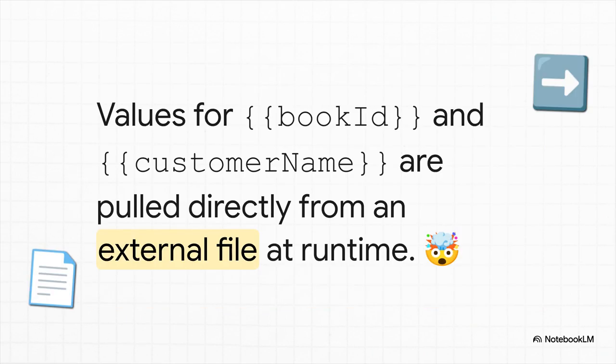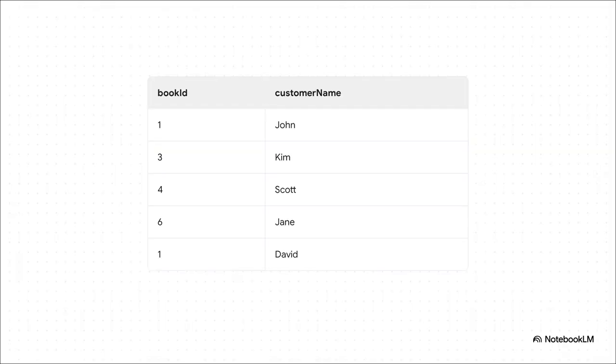And you're probably wondering, okay, so where do the actual values for book ID and customer name come from? Well, they're pulled directly from that external data file when the test runs. This means adding a brand new test is as easy as just adding another row to your file. No new code needed. And here's what that data file actually looks like. It's just a simple CSV file, nothing fancy. You can see the columns book ID and customer name match our variables perfectly. So for the first test run, it'll use book ID 1 for John. The second time, it'll use book ID 3 for Kim, and so on, all the way down the list.